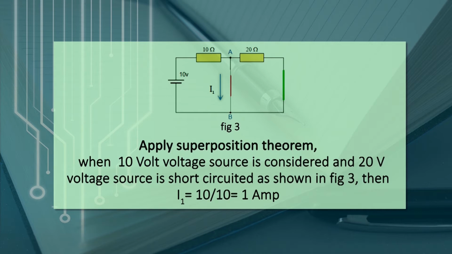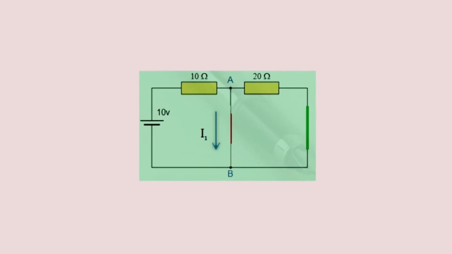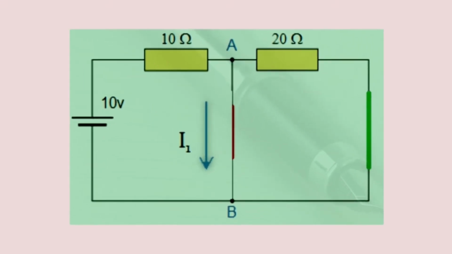So here we are considering the 10 volt voltage source as shown in figure 3, and the other voltage source is replaced by a short circuit. So when the 10 volt source is considered, then the 20 volt source is short circuited as shown in figure 3. So what will be the current I1? Because terminal AB is short circuited, the equivalent resistance between terminals AB is equal to what? This AB resistance 0 is in parallel with the 20 ohm resistance. So the equivalent resistance will be what? 0. That means the whole current will flow through only the 10 ohm and through terminal AB.